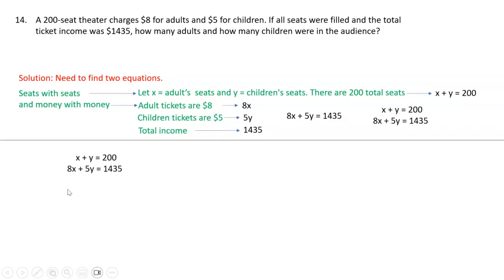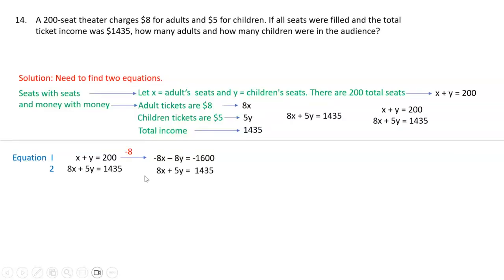So we're going to solve it by the elimination method. We're going to get rid of the x's here. We're going to multiply by -8, because -8 times x will give us -8x, and then when we add them, they'll be eliminated. We have to multiply -8 times every term, because in mathematics, what you do to one side, you have to do to the other side of the equal sign. That will give us -8x - 8y = -1,600.